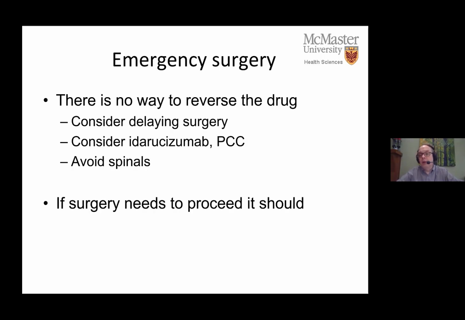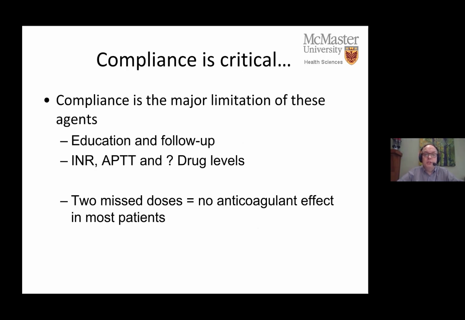Patient takes their apixaban, 3 hours later needs to go to the operating room. It's an emergent surgery. What do you do? There's no way to reverse the drug. They should go to the OR, be prepared for bleeding, consider stepping, and if the patient starts to bleed, maybe use some prothrombin complex concentrates. If the patient's on dabigatran, they can get preoperative idarucizumab. That's been looked at in a study and is quite well indicated. And if surgery needs to proceed, it always should.